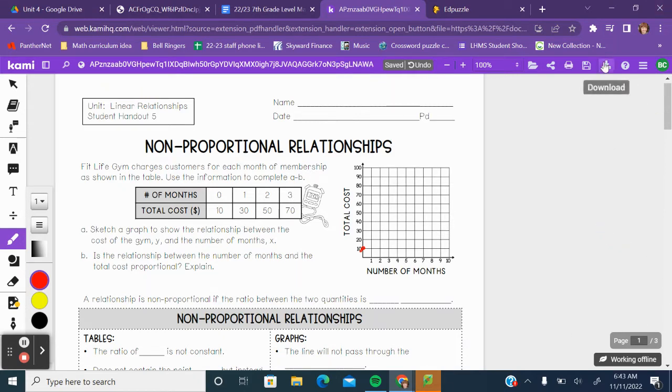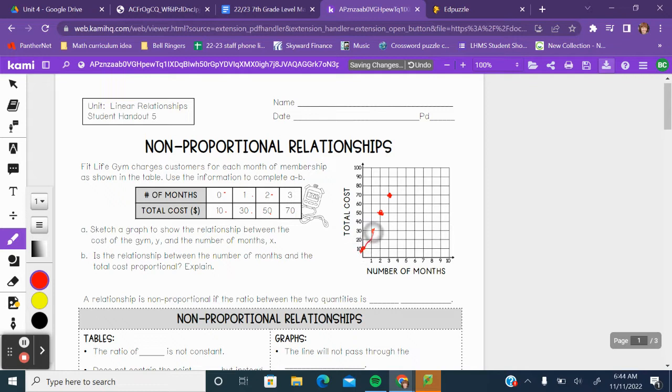Here are the points I'm using, guys: 0, 10, then 1, 30, then 2, 50, and then 3, 70. Okay, so first thing, sketch a graph.